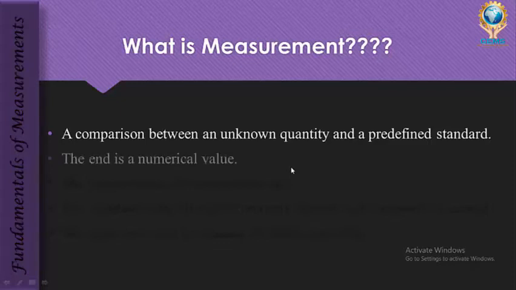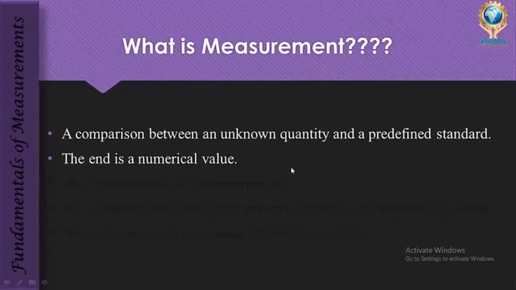And all measurements will have a numerical value. So you want to go and buy some cloth, you don't say I want some cloth. You say I want 5 meters cloth. You say I want 2 meters cloth. You say I want 1 liter petrol. You say I want half kg sugar. So it has a numerical value.